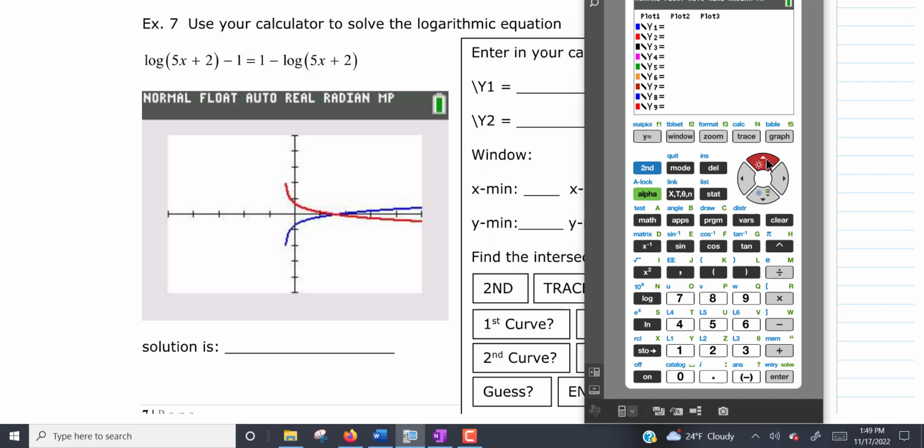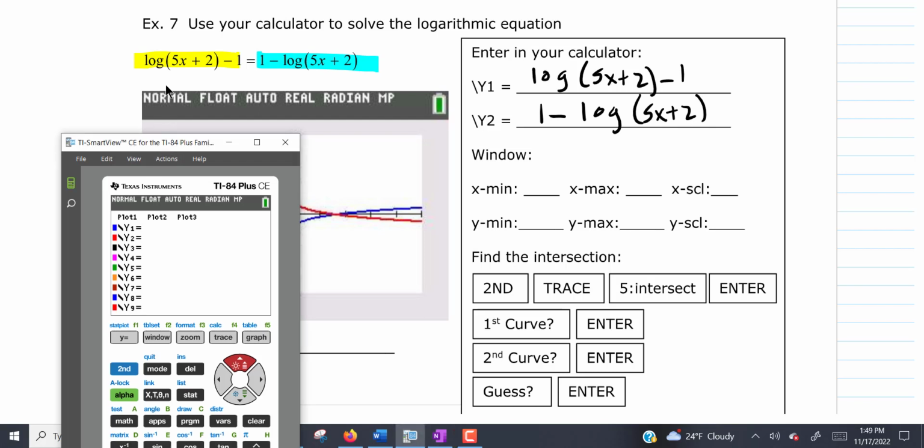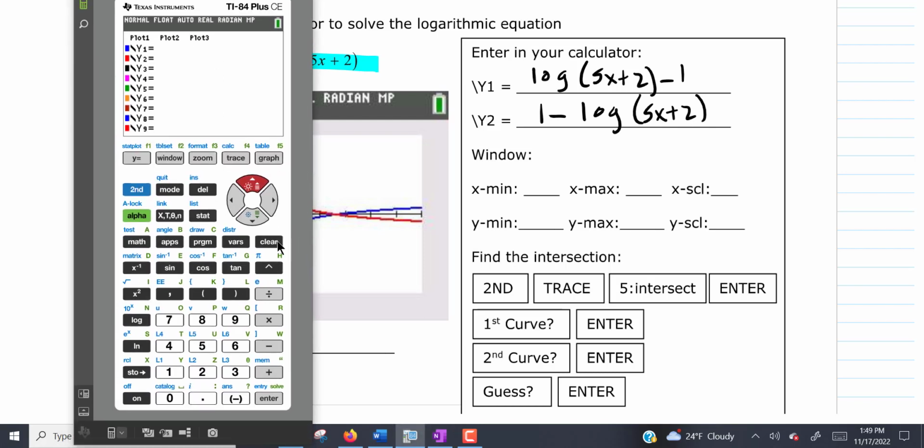Okay, so here's what you want to do. You want to put in Y1 the left side of the equation. So the left side of this equation is log 5x plus 2 minus 1. Then you want to put the right side of the equation in Y2. So that is 1 minus log 5x plus 2. You have to do this equation on your calculator. Okay, so let me just take you through how you do this with your calculator. So go ahead and get these put in.